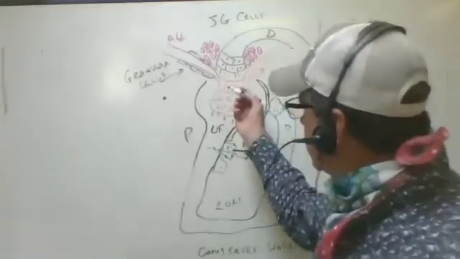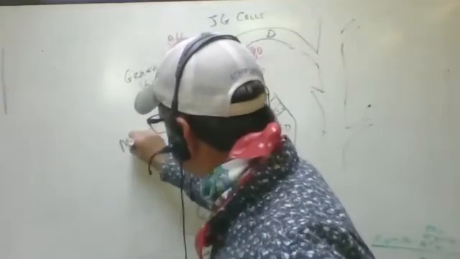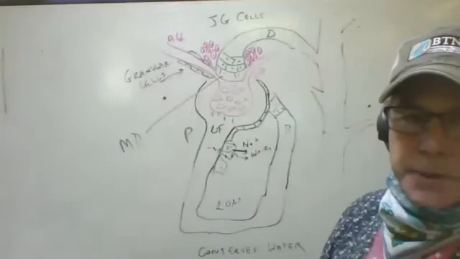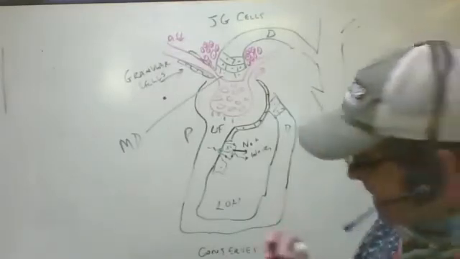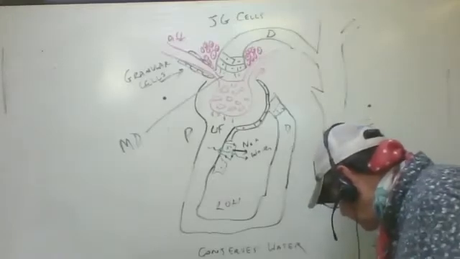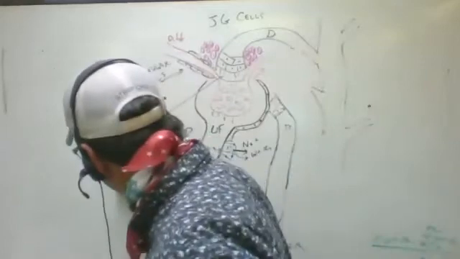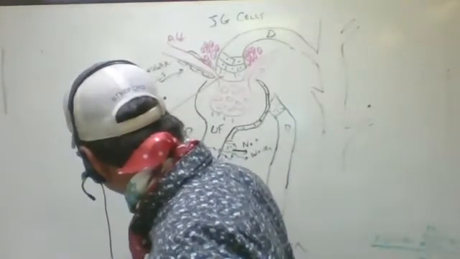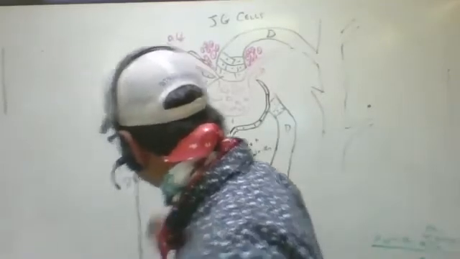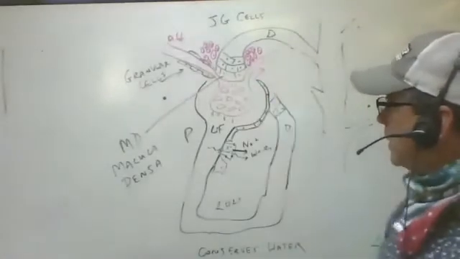These have a special name. These cells right here are called the macula densa cells. Macula densa. You look at them under the scope and they look very dense. A macula is kind of like a term for a body or something, right? So I'm going to draw that out. Macula densa. Macula densa cells. They're lining that distal tubule.